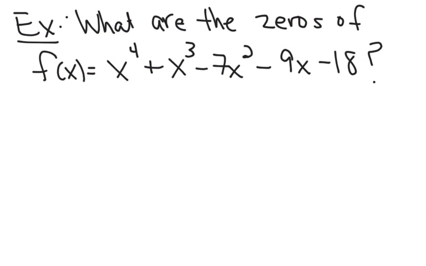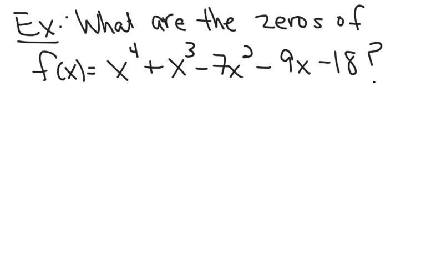Let's do this again, but let's rephrase the question. What are the zeros of f of x equals x to the 4th plus x cubed minus 7x squared minus 9x minus 18? This is the same thing as the question I asked in the last problem. I want to find all the solutions.